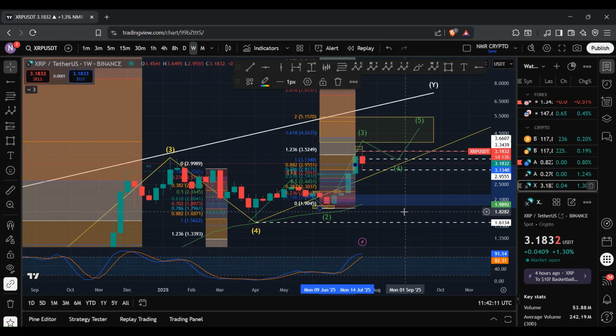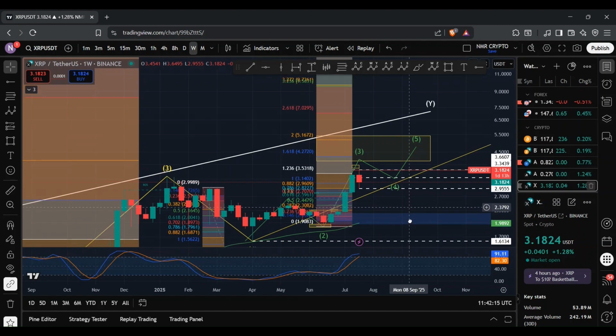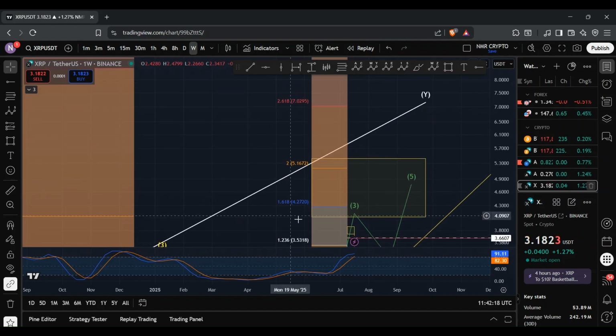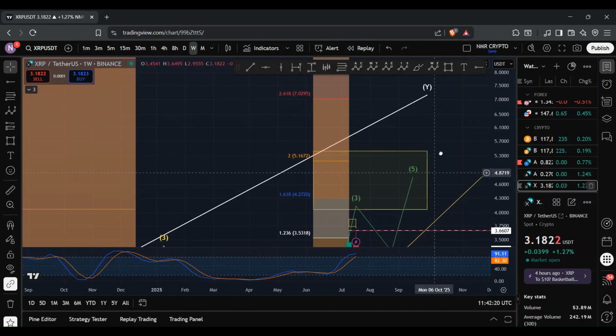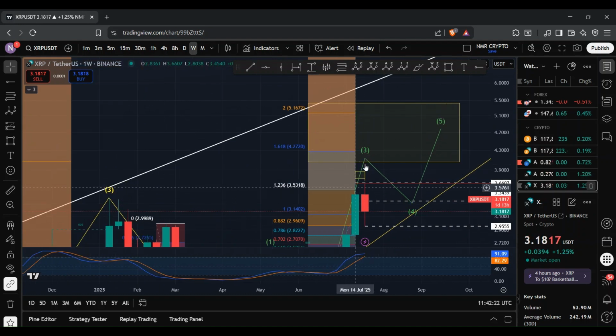So if I bring this up to the right position, and here you can see that the 1.618 level sits at $4.27, which we haven't reached, which tells me that we are still within this 3rd wave to the upside, despite this corrective move that we've witnessed.